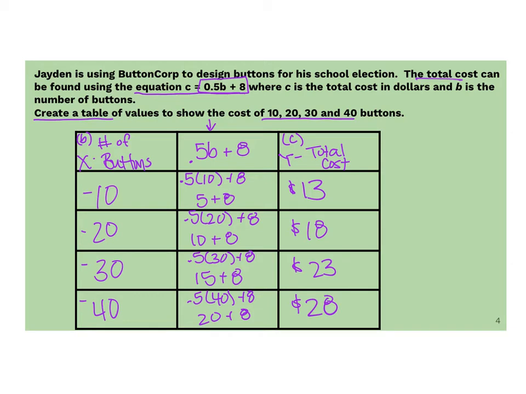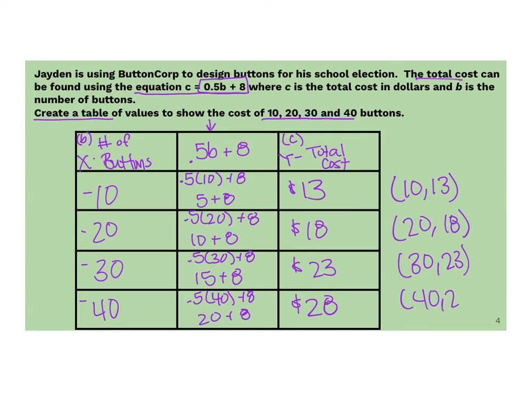And these are ordered pairs. So if I wanted to graph it, this ordered pair would be the X comma Y, which is 10 comma 13, or 20 comma 18, 30 comma 23. And what this means is 10 buttons cost $13. 20 buttons cost $18, etc. Okay? So if I look at this table, it is telling me the exact price for 10, 20, 30, or 40 buttons. That is it.